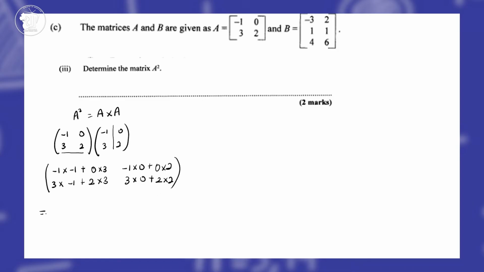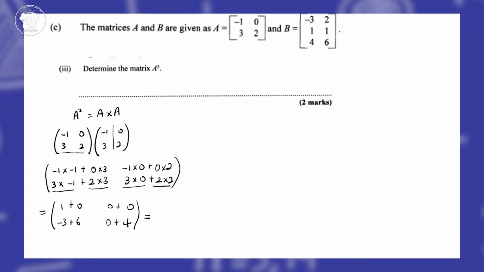So let's simplify this. Negative 1 times negative 1 will be a positive 1 plus 0 times 3 is 0. Negative 1 times 0 would be 0 plus 0 times 2 would be 0. Then we'll have 3 times negative 1 would be a negative 3 plus 2 times 3 would be 6. Then we'll have 3 times 0 is 0 plus 2 times 2 is 4.